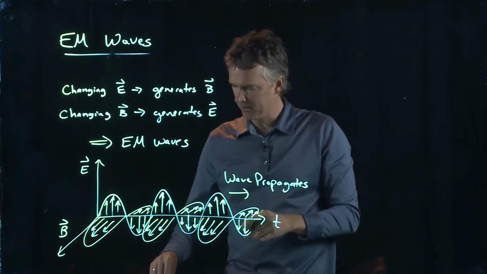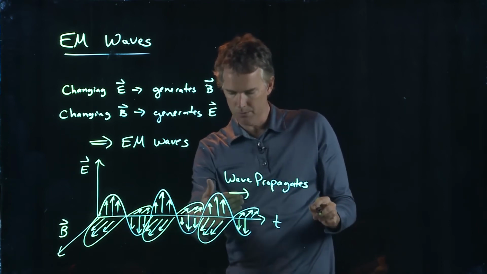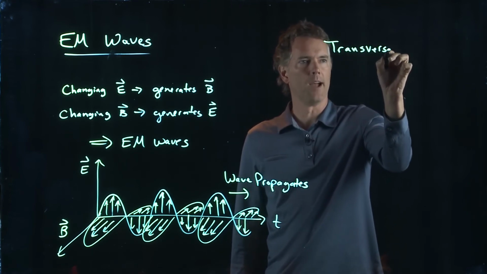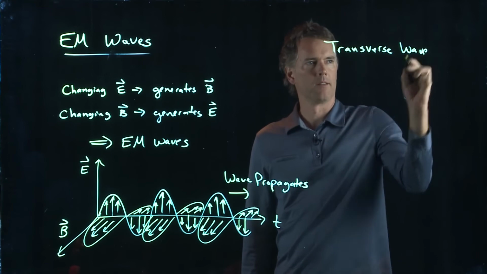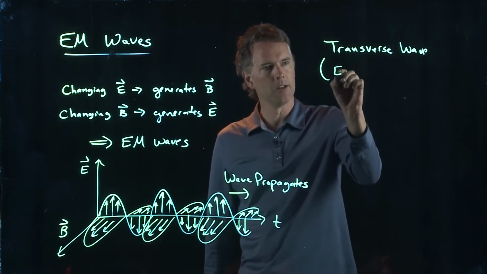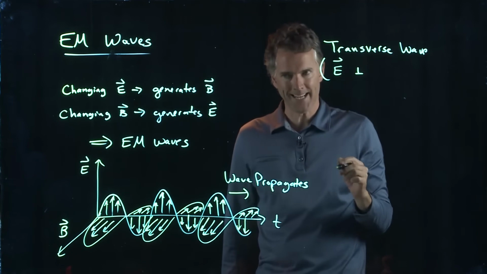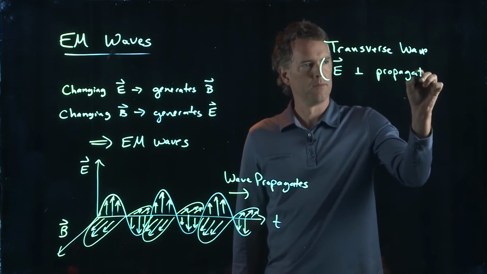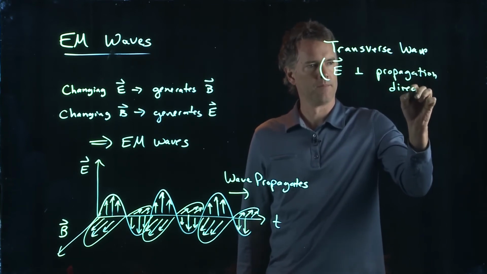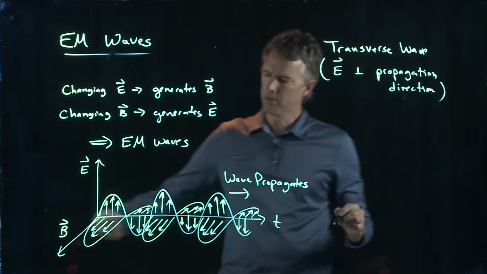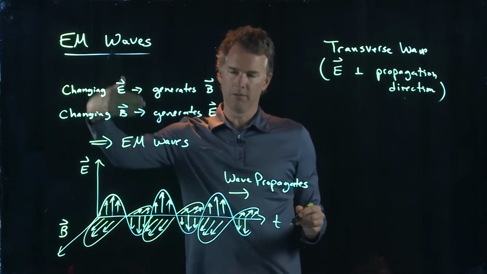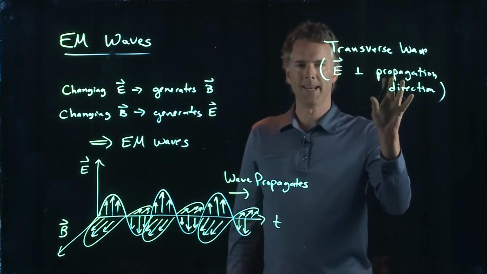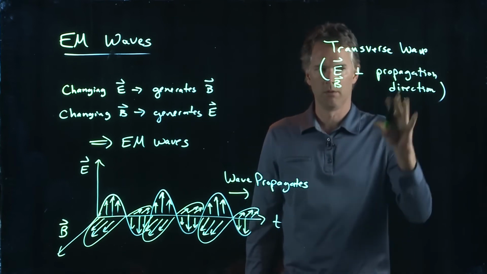So, how fast do these things propagate? We said that it's going to propagate to the right. It is called a transverse wave because the E field and the B field are perpendicular to the propagation direction. Even though the wave is moving this way, the E field is oscillating up and down and the B field is oscillating in and out. Those are both perpendicular to the propagation direction.